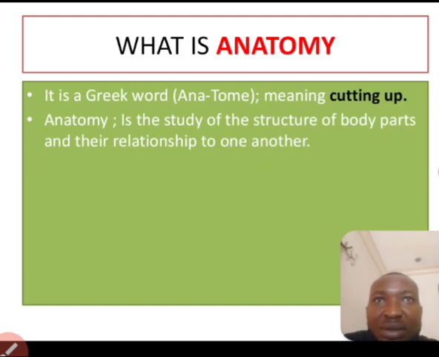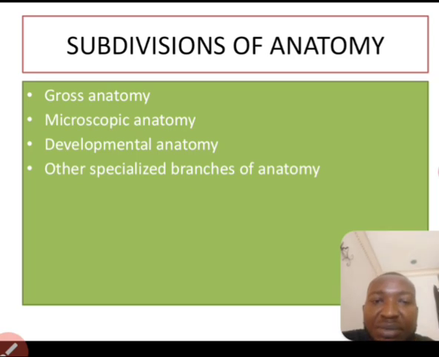What is anatomy? Anatomy is derived from the Greek word anatomy, meaning cutting up, often defined as the study of structures in the human body. Anatomy can be subdivided into gross anatomy, microscopic anatomy, developmental anatomy, and the other specialized branches.